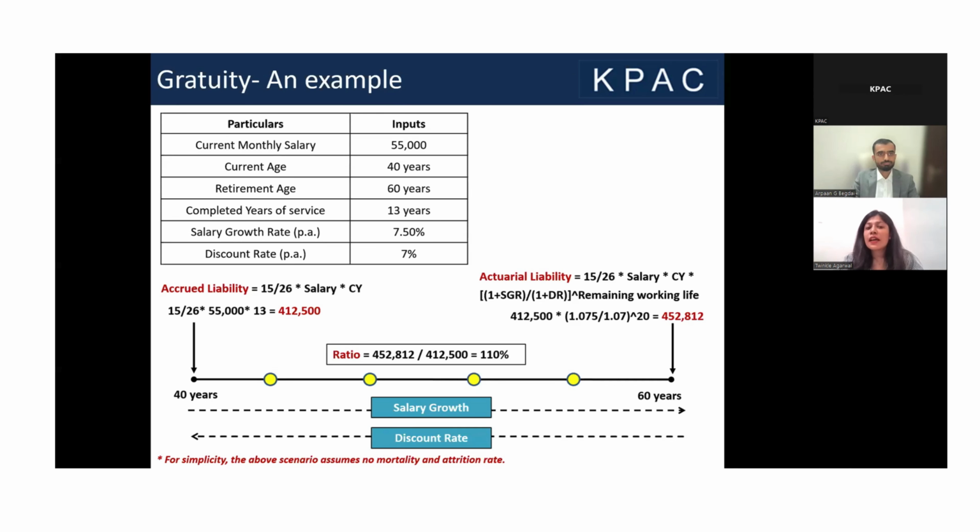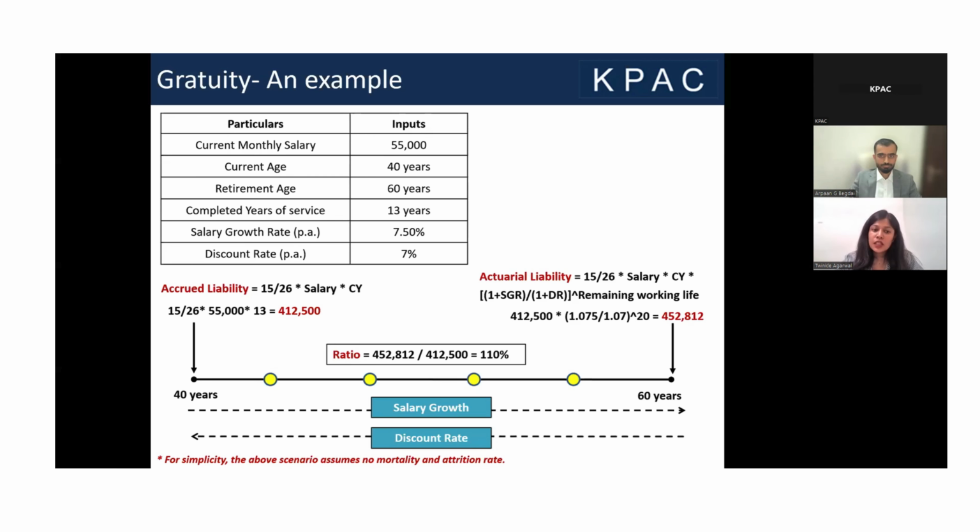This can also be validated through a sense check that the salary growth rate assumption is slightly higher than the discount rate assumption by 0.5%, and we are projecting the liabilities for the next 20 years. So somewhere the liability might be 10 to 11% higher than the accrued liability.